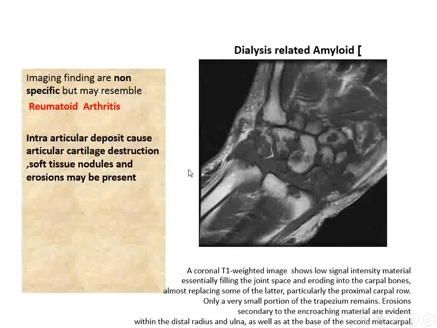For this patient, for example, which is dialysis-related amyloid, we have a coronal T1-weighted image. This is hypointense material, essentially filling the joint space and encroaching on the carpal bones. We can see here some erosions in the radial and ulnar compartments. In a case of a patient with renal failure, we should think of dialysis-related amyloid.